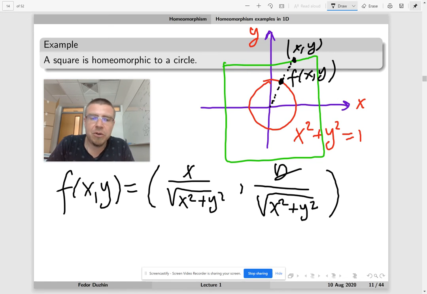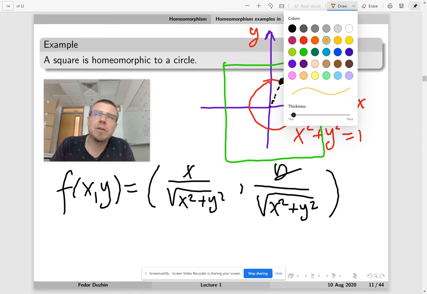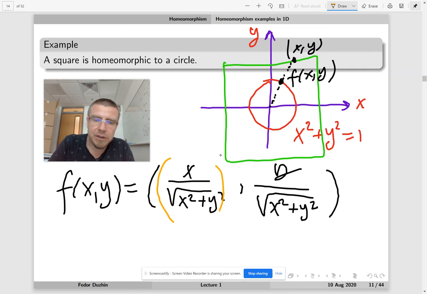So why did I write this? Because now imagine, how do we verify if some point on the plane belongs to the circle, right? We need to take the sum of squares of its x and y coordinates and see if it is one. And now, if I square this plus this squared, I'm going to get 1, right? Which means that whatever is written here is indeed a point on the unit circle.